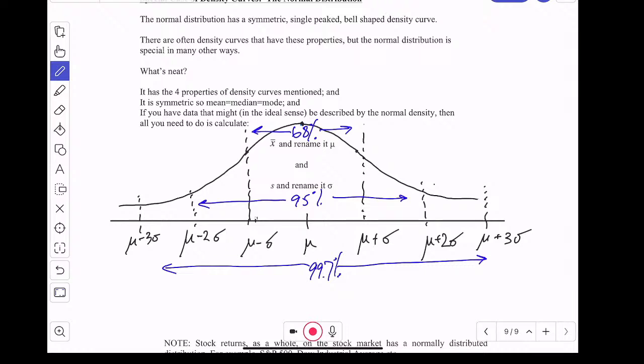Right, not 30%. Try again. Close, though. What is it?